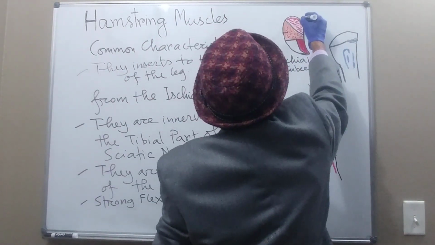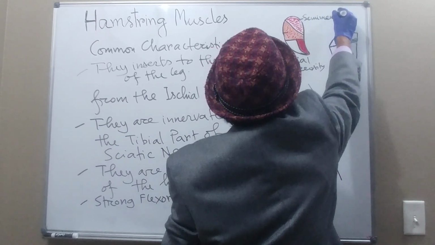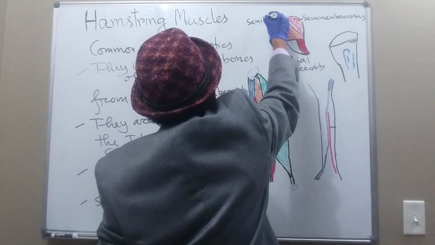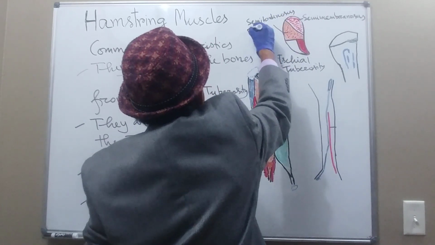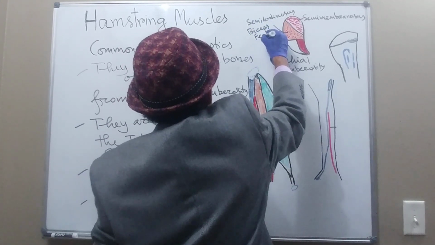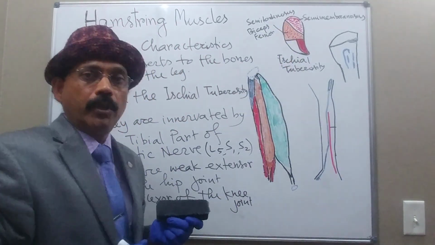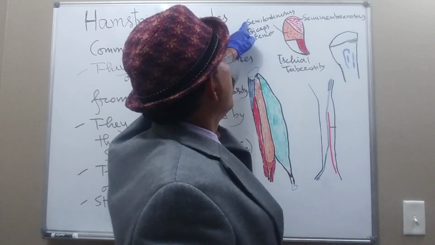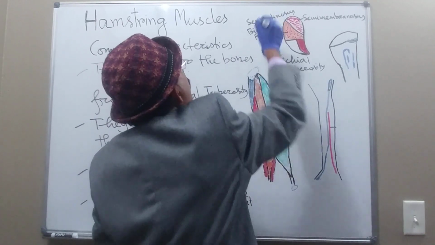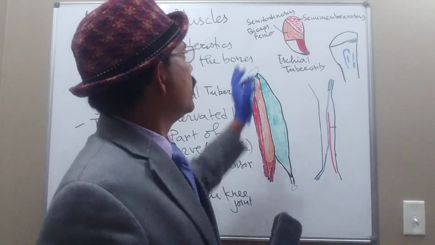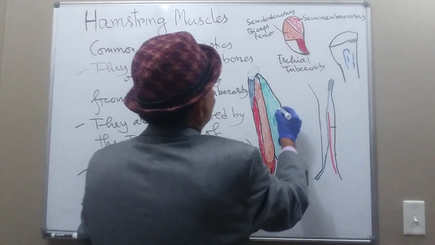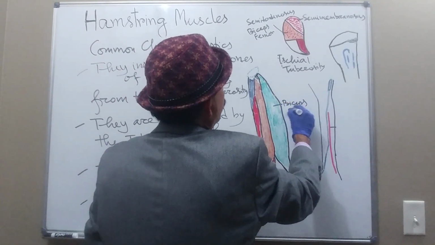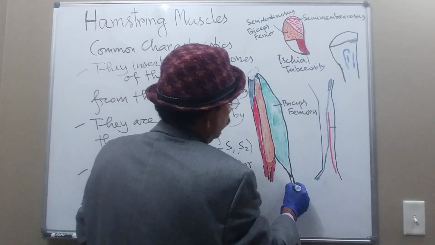Here is the semimembranosus, here is the semitendinosus, and biceps femoris. They are inserting to the bones of the leg. The semimembranosus inserts to the medial condyle of the tibia. The semitendinosus inserts to the upper part of the medial aspect of the tibia. Biceps femoris inserts to the head of the fibula. This is our biceps femoris, and this muscle inserts to the fibular head.